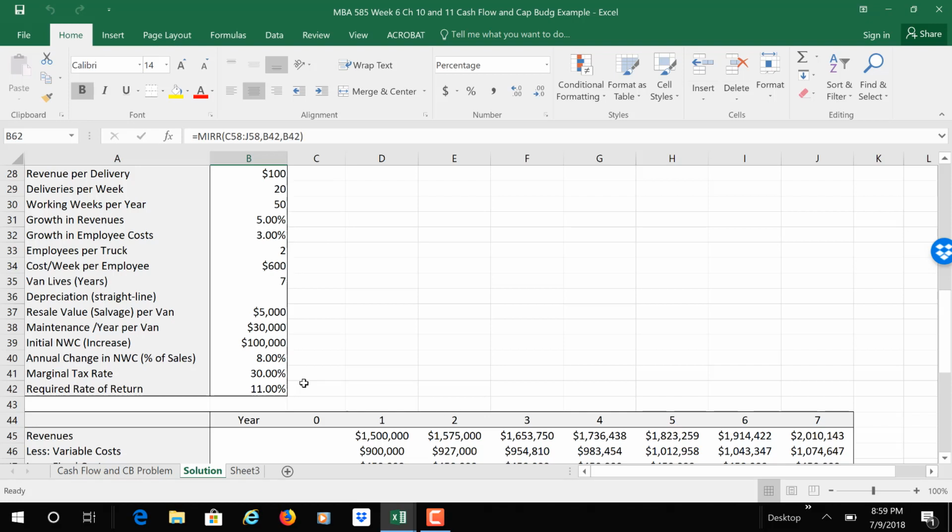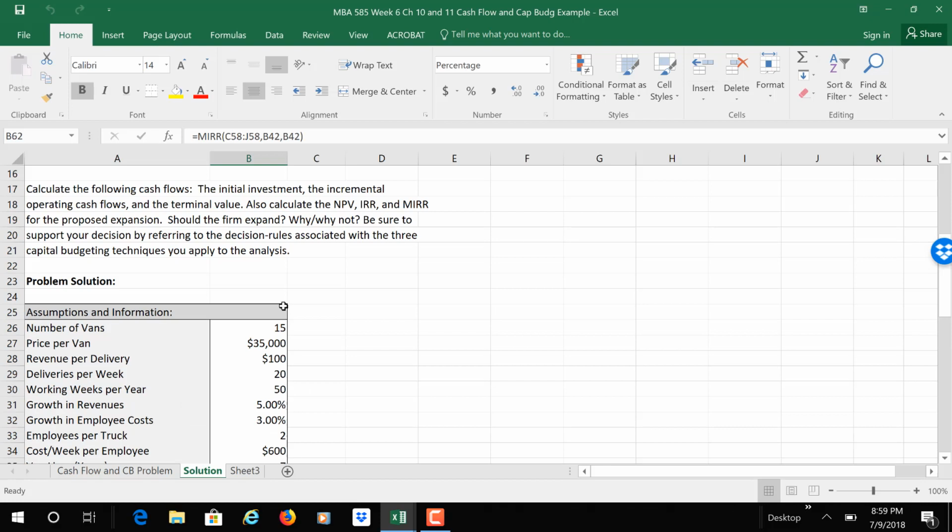And as you might recall from year zero cash flows, we're looking at your initial investment, which will consist of a purchase price. In our example here, we have 15 vans. Each of those costs $35,000. We also have perhaps the resale of an existing asset. There is no existing asset in this example, so there's no resale. And we have changes in net working capital.